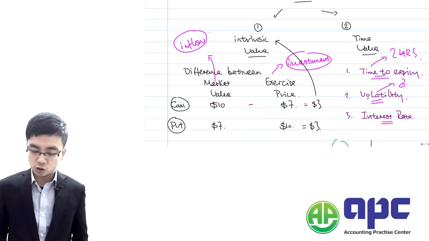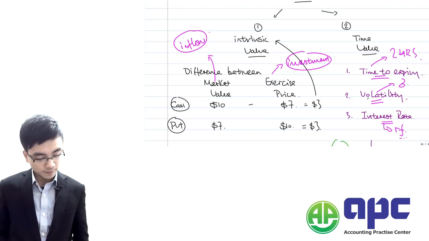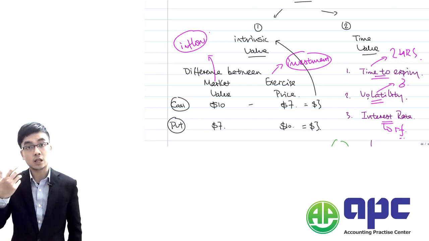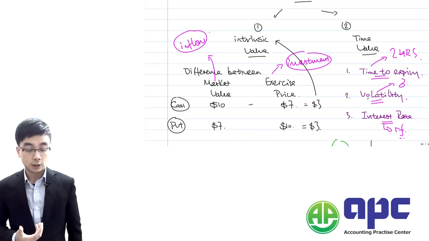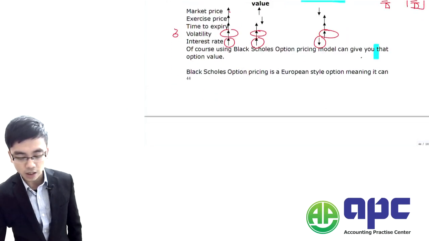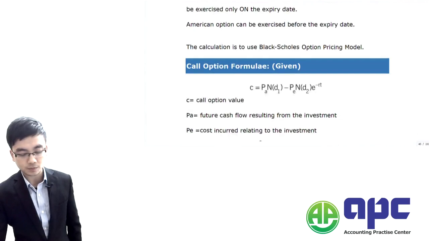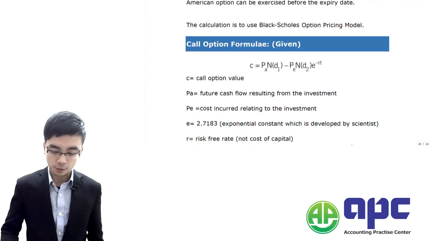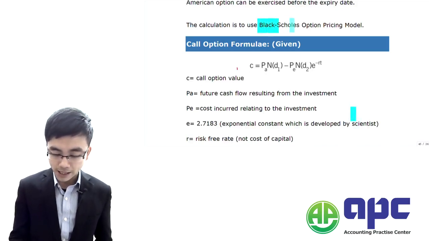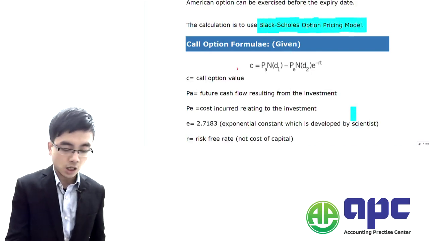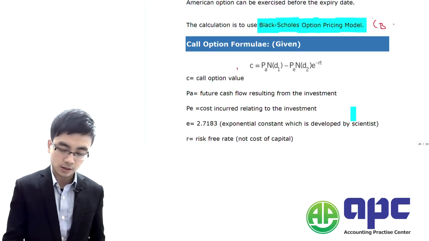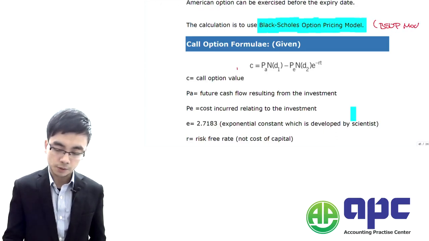Also, for the interest rate, we're going to assume that we use the risk-free rate to value the option, for simplicity's sake. Of course, that would be a limitation. Based upon this, we plug into the Black-Scholes option pricing model as the call option formula. If you turn back to your notes, onto your next page, you can see the Black-Scholes option pricing model, or you can call it the BSOP model.